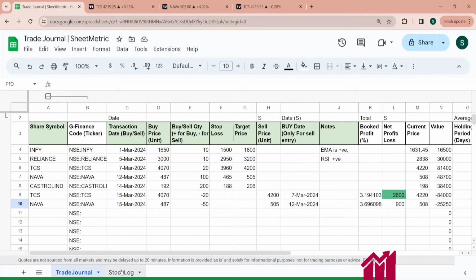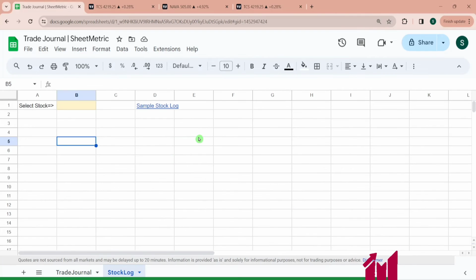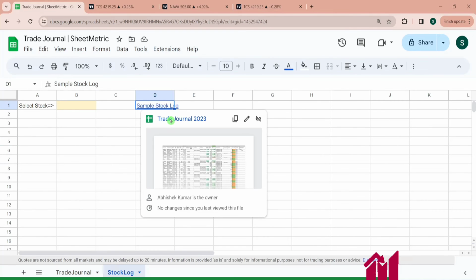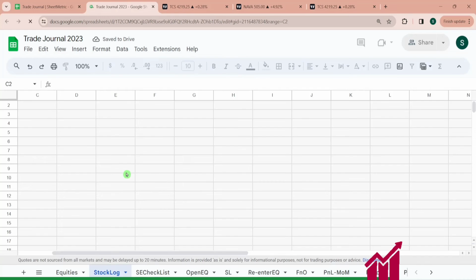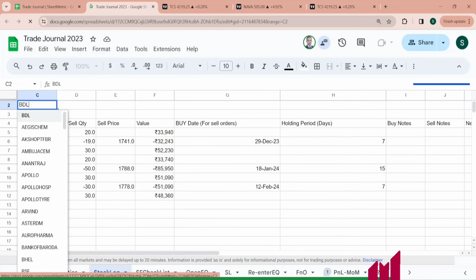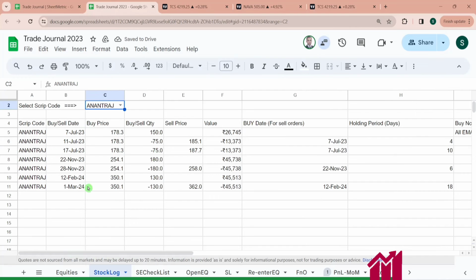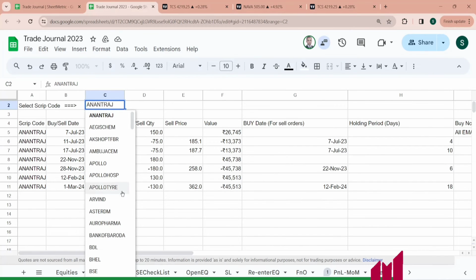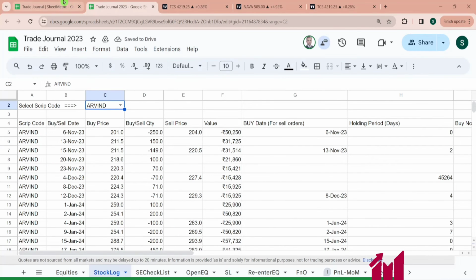I also wanted to show you how to build a stock log. So I will give you an example. What do I mean by the stock log? This is a sample stock log. Here I will have a nice drop down, and based upon any share, I will get all the historical log of this data like this. We can build it over here.